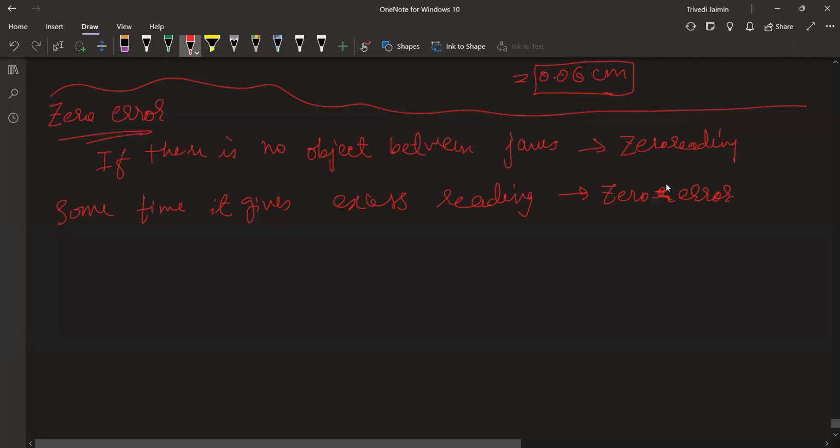Yes, take the same thing he was showing just now. First the jaw was joined here, and he moved this vernier scale till here, and these lines were joining. At 0, 0. This starts from 0, and this is also starting from 0. Means there is no extra reading, no excess object, there is zero reading here.